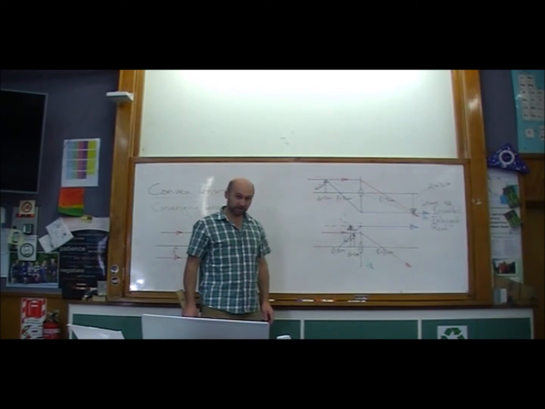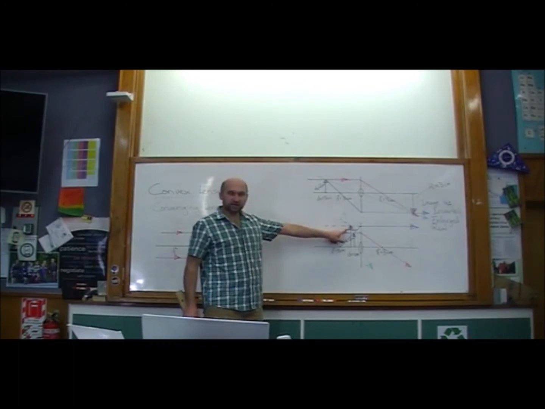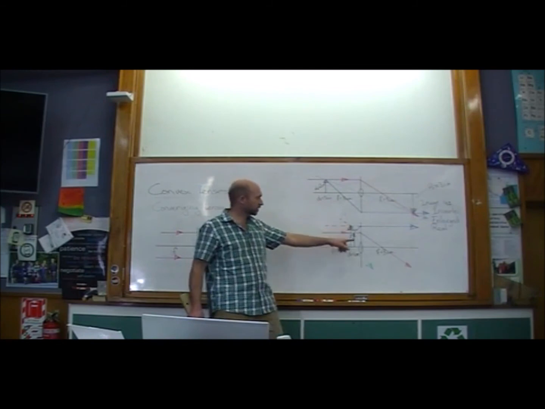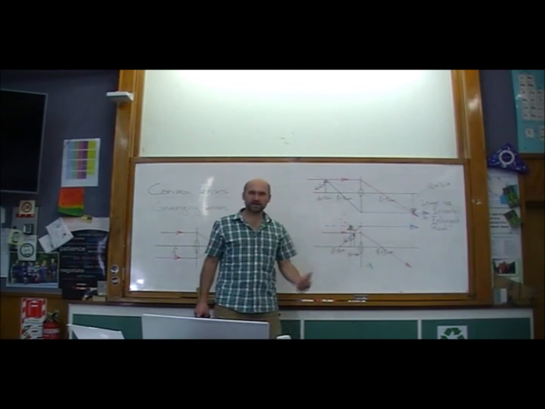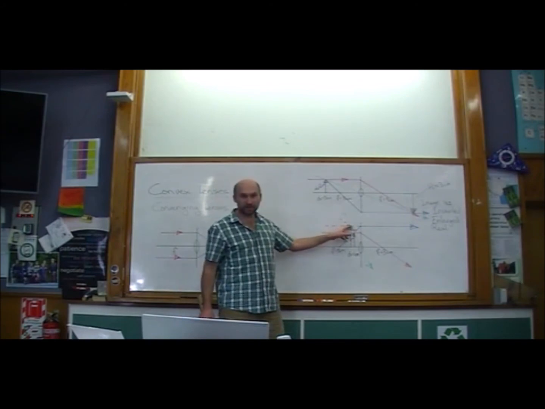The image is three words. It's going to be enlarged because it's taller than the object was. It's erect or upright because it's the same orientation as the object was. And it's virtual because it's formed where those rays appear to have originated from, but if we were to put a piece of paper here, we would not form an image on that piece of paper.